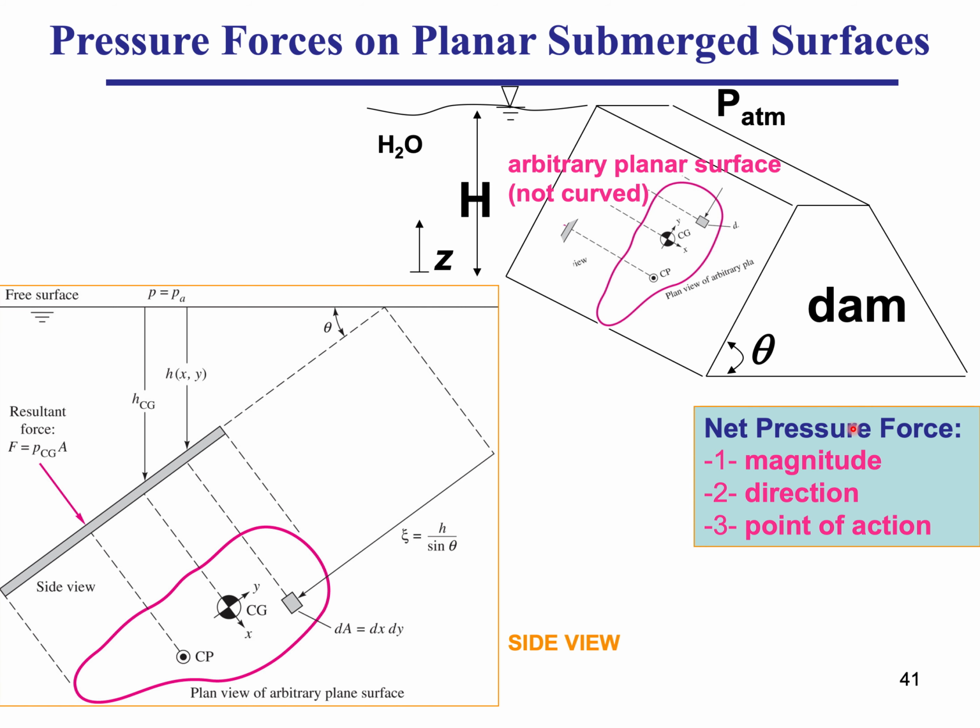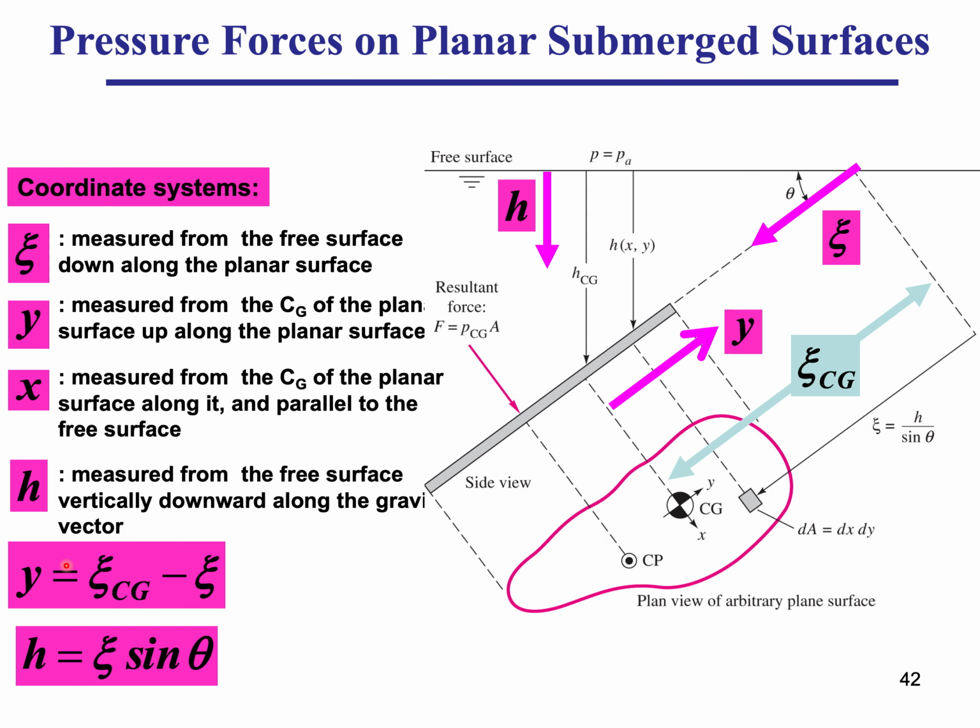So here are the three things we plan to do. Once we've taken this elemental area dA, we compute the elemental force dF, which is dA times the hydrostatic pressure, which is rho gh at x and y, and then we integrate over the whole surface. So let's do that.